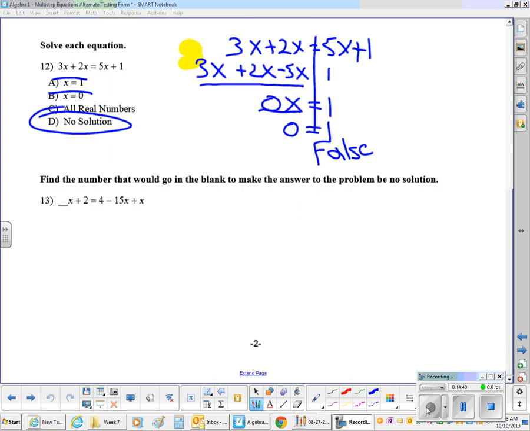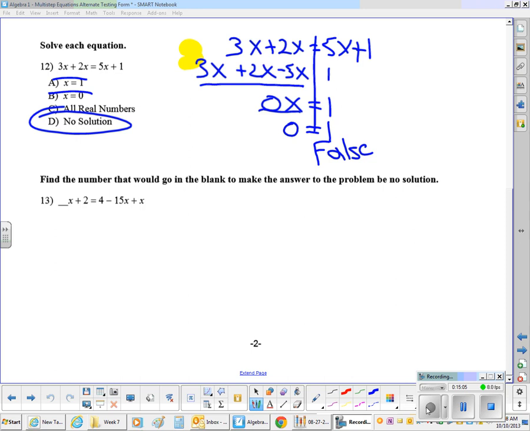Alright, so if you could do number 12, that shows a good level of proficiency on these special case problems. It shows you can solve the whole problem and do a problem. Now, number 13 is a tricky one. You haven't seen problems like this.